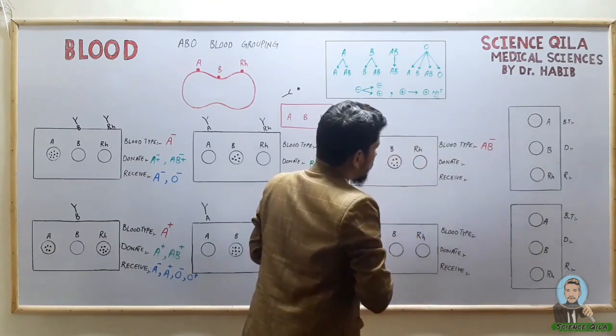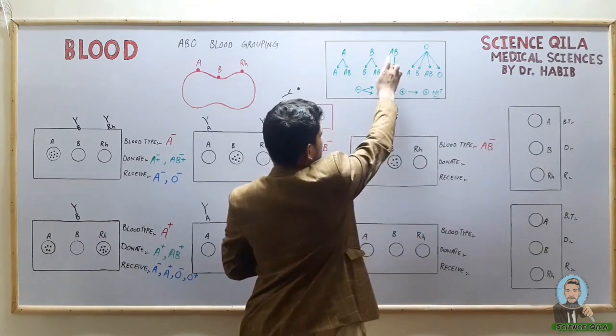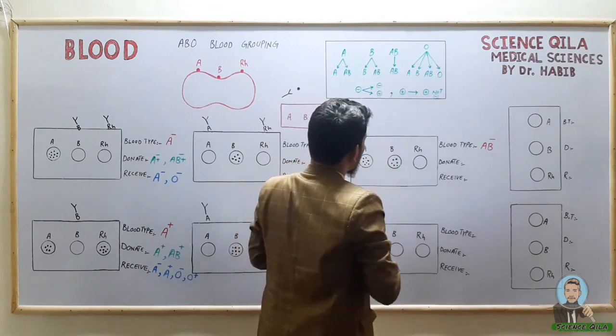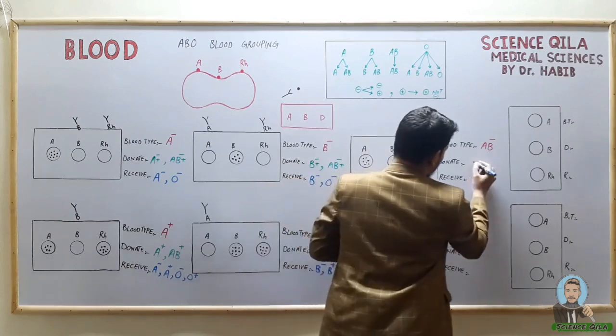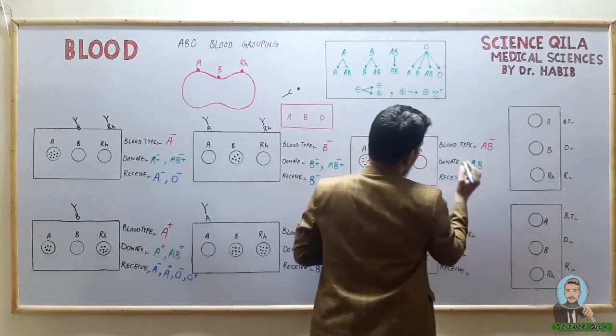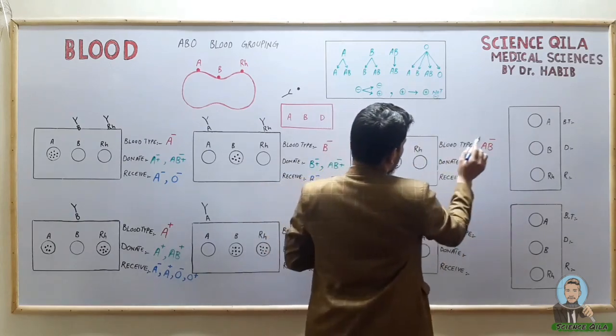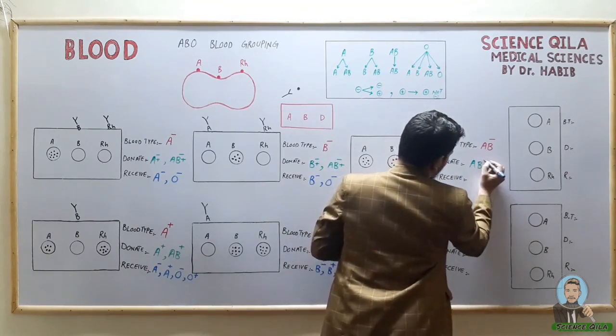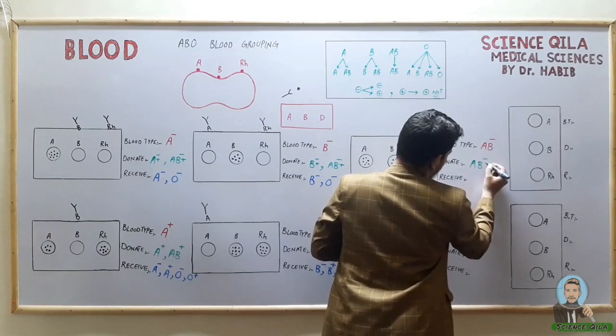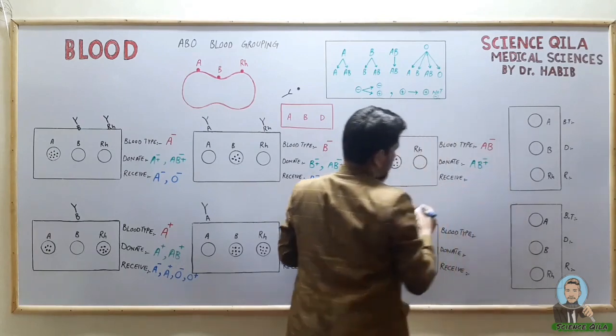Donate. What is the rule for donation of blood type AB? Blood type AB can only and only donate to AB. And the rule for negative is that negative can donate to both negative as well as to the positive. So it can donate to AB negative and it also can donate to AB positive.